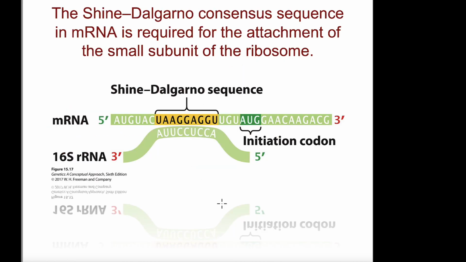Okay, just to show you again really quickly, here is the ribosomal RNA that is embedded within the small subunit. This is the mRNA, and they align with each other through complementation. Okay, and this allows the small subunit to identify where to bind.